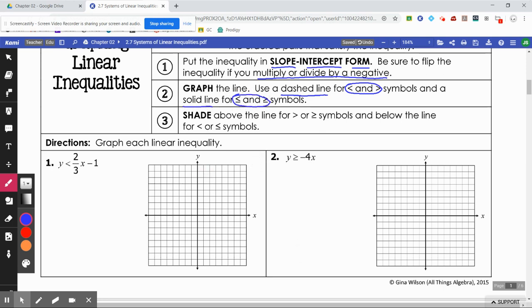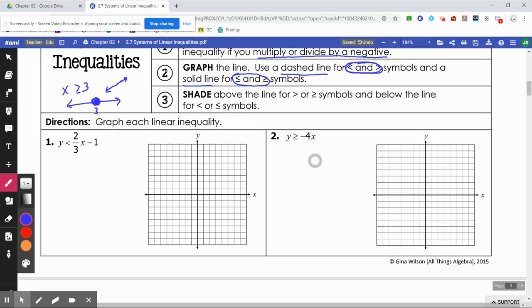Think about this: when you graphed x is greater than 3 on a number line, here was 3, and you did an open circle. Well, now for greater than or less than, instead of an open circle, we're doing a dotted line. When you had greater than or equal to, you did a closed circle. Instead of a closed circle now, we're doing a solid line. So the open circle and the dotted line mean the same thing. The closed circle and the solid line mean the same thing.